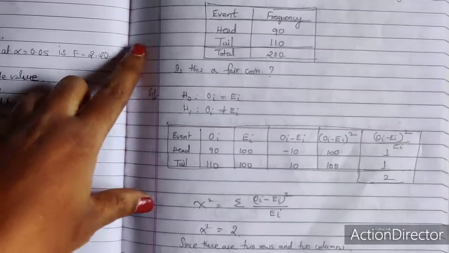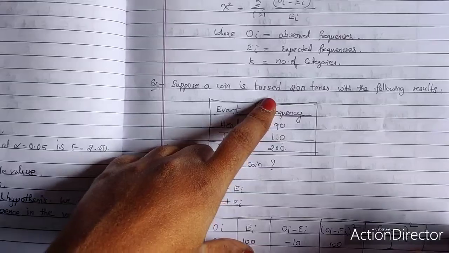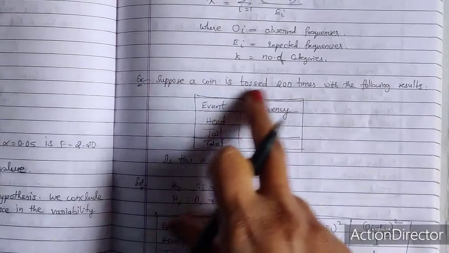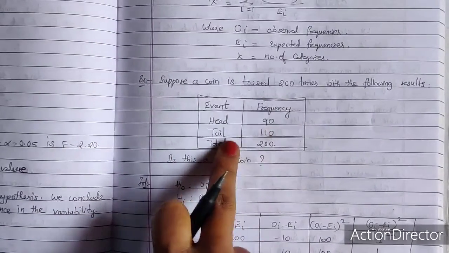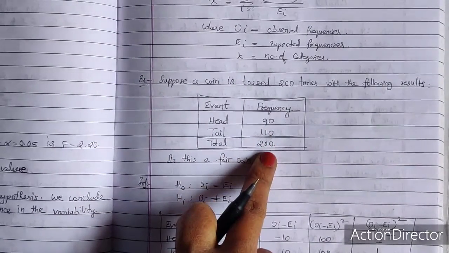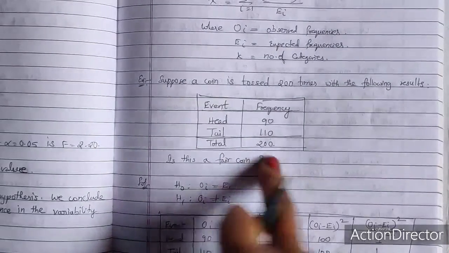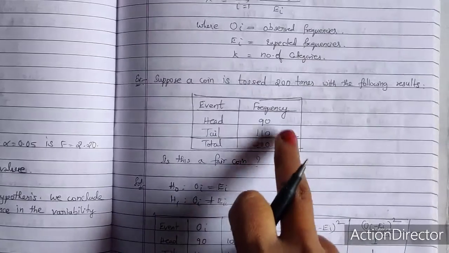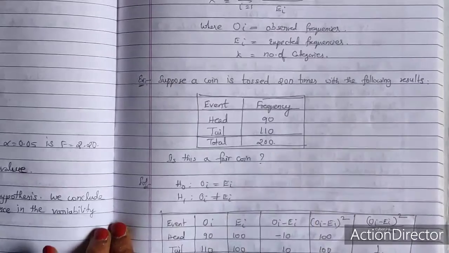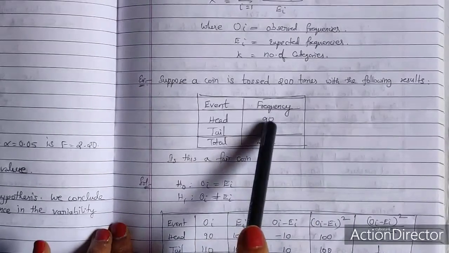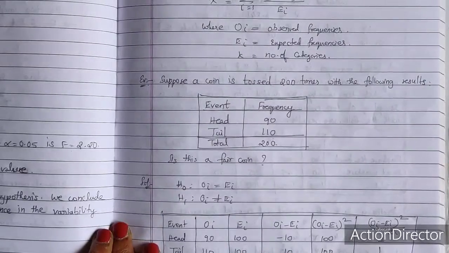The first problem is: suppose a coin is tossed 200 times with the following results. Heads comes 90 times and tails comes 110 times. In total we toss the coin 200 times, and this is the information we got. So these are the observed frequencies. When we perform this task, we observed 90 heads and 110 tails.